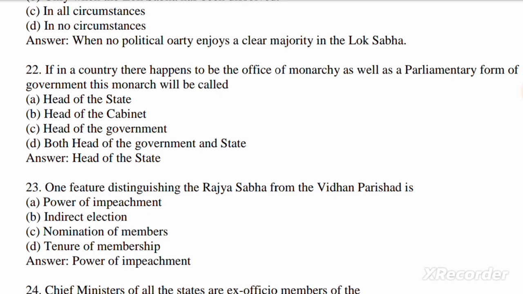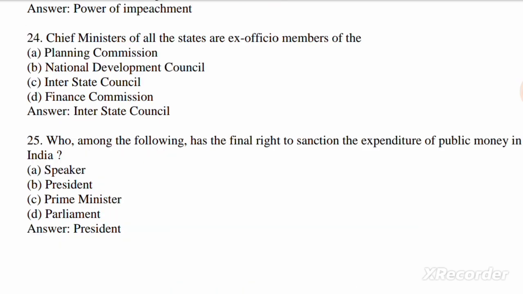22. If in a country there happens to be the office of monarchy as well as a parliamentary form of government, this monarch will be called head of the state. 23. One feature distinguishing the Rajya Sabha from the Vidhan Parishad is power of impeachment. 24. Chief Ministers of all the states are ex officio members of the Interstate Council.